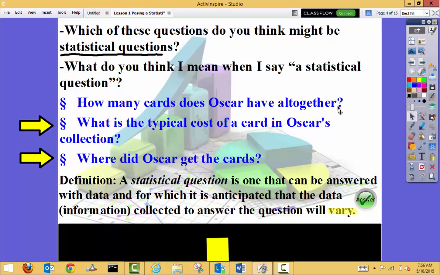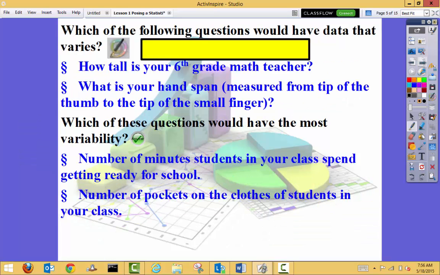Why would this one not be a statistical question? Well, it's because it's going to have the same answer no matter what. He has 55 cards, or he had 57 cards. It's not going to change. It's a set number. So my answer has to be varying or changing.